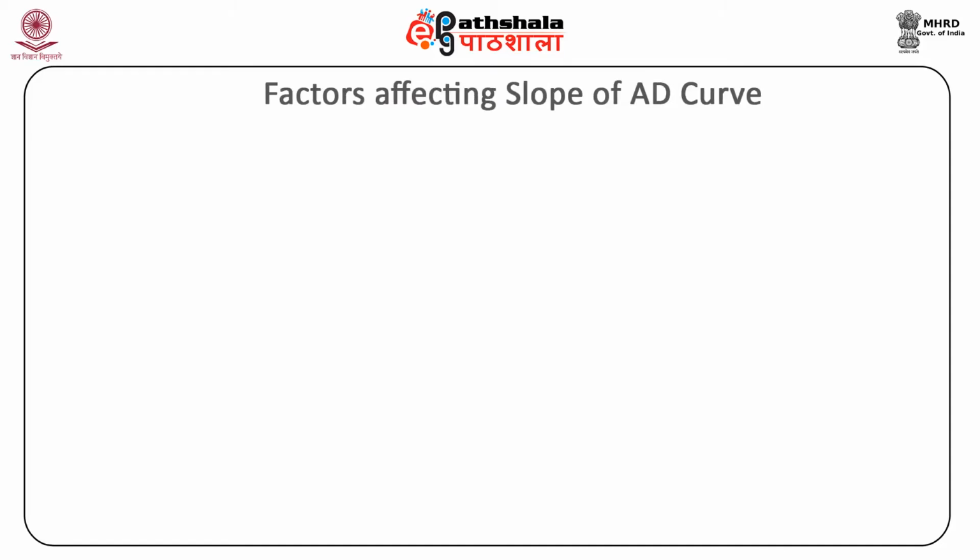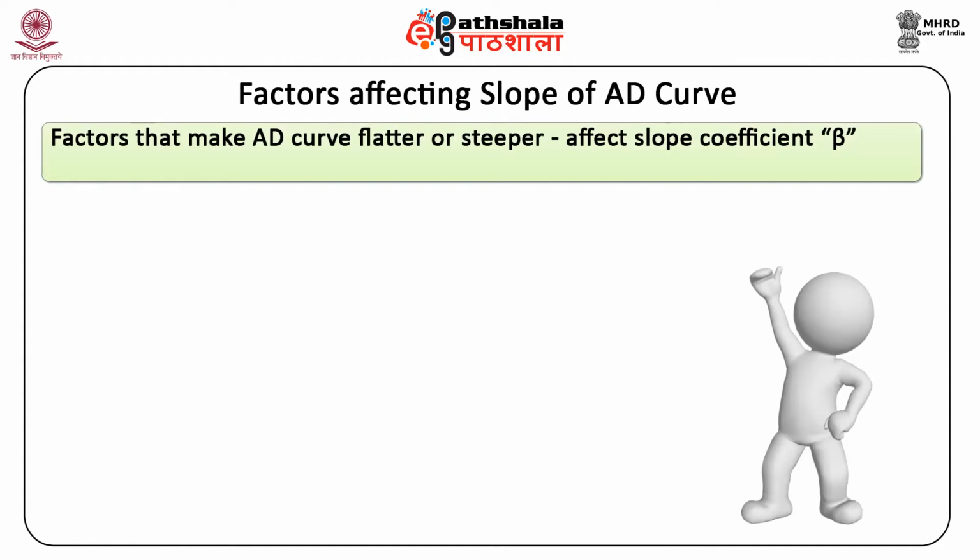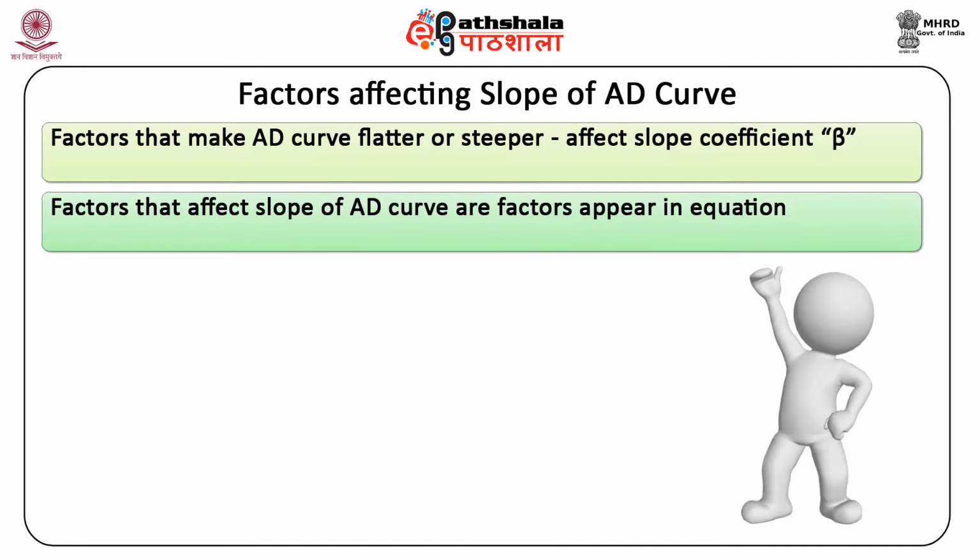Moving on to the factors affecting the slope of aggregate demand curve. Factors that can make aggregate demand curve flatter or steeper are the factors that affect the slope coefficient beta of the aggregate demand curve. The factors that affect the slope of aggregate demand curve are the factors that appear in its equation.